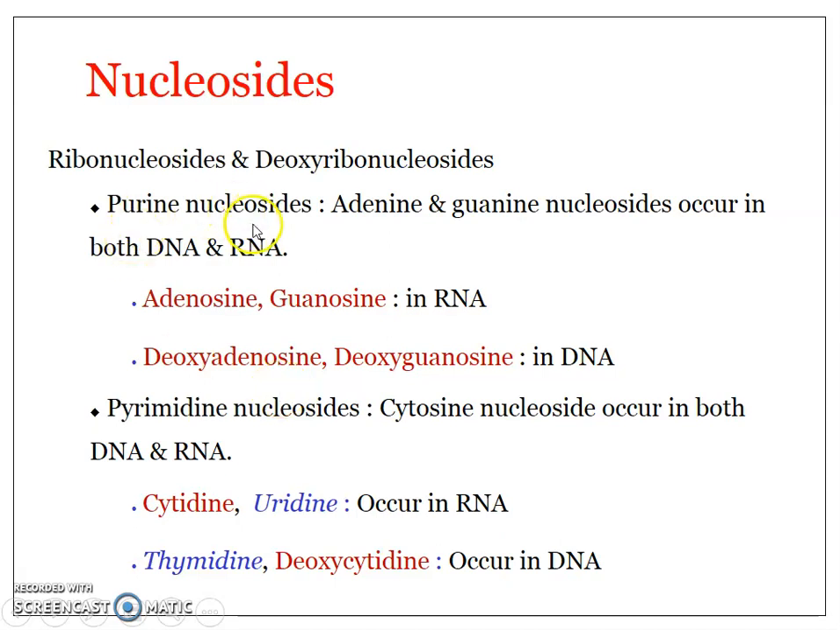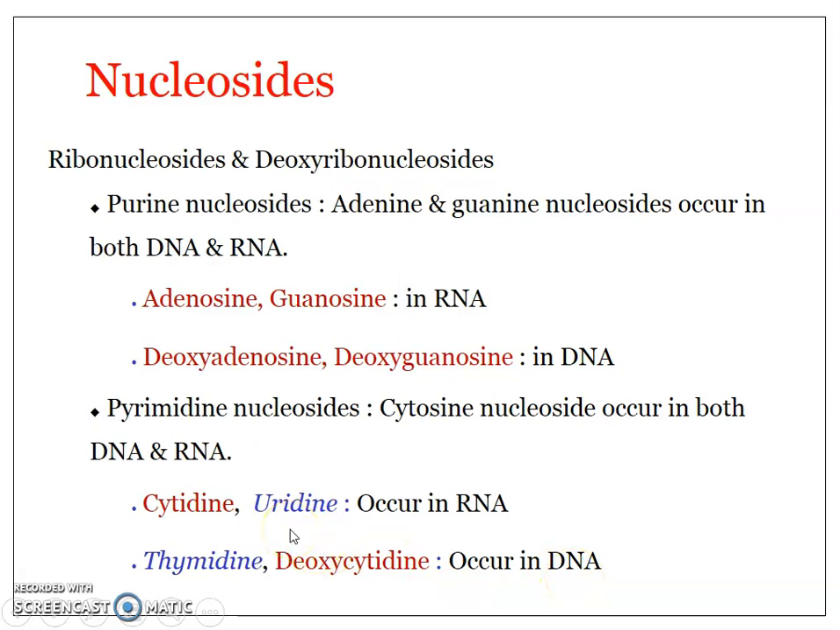Purine nucleosides, adenine and guanine nucleosides, occur in both RNA and DNA. They are known as adenosine and guanosine in the case of RNA. If deoxyribose sugar binds with adenine, we call it deoxyadenosine, and if guanine binds to deoxyribose, we call it deoxyguanosine. Pyrimidine nucleosides are of three types. Cytosine nucleosides occur in both DNA and RNA, so to differentiate, we have cytidine in RNA and deoxycytidine in DNA.